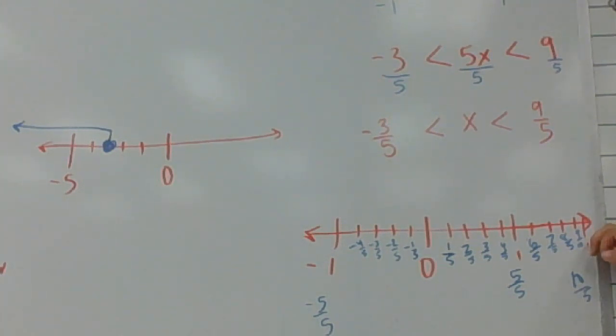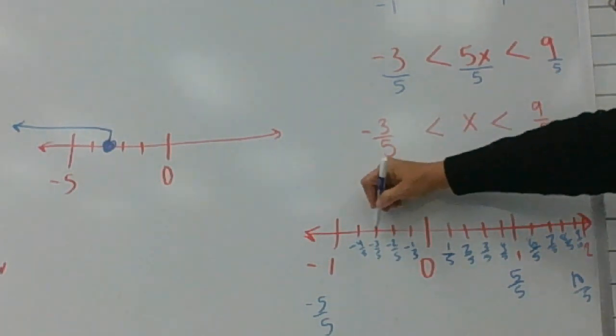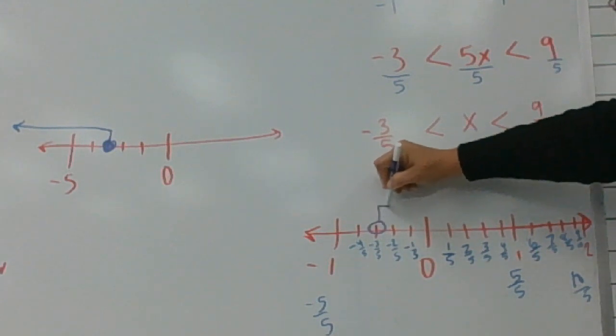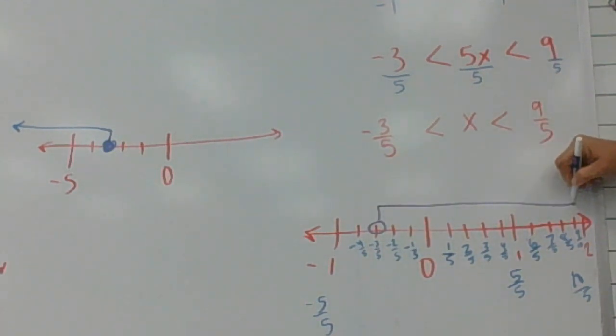Sometimes your number lines go by fractions, but you could make it decimals. And you could just put your dot where you want it. So x is in between negative 3/5, open circle, and 9/5, open circle. Compound inequality. Sorry, that's so small.